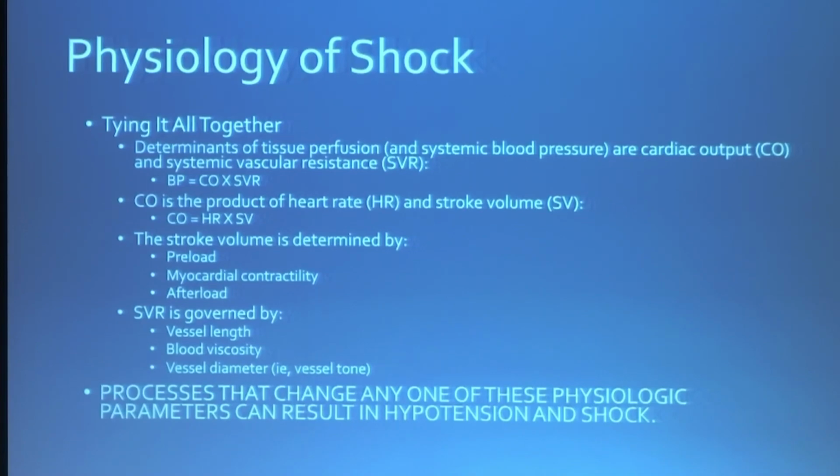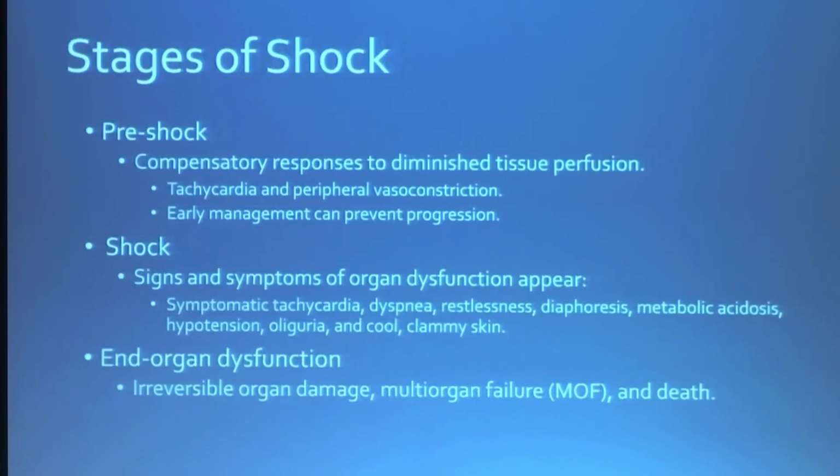Systemic resistance is governed by vessel length, blood viscosity, thicker blood is harder to push through any tube, and vessel diameter. Vessel diameter can also be looked at as vessel tone, because particularly an artery has the ability to get quite big. A vein only has the ability to get bigger. It doesn't really contract back, so it doesn't have a lot of tone. Processes that change any of those physiologic parameters result in hypotension and shock.